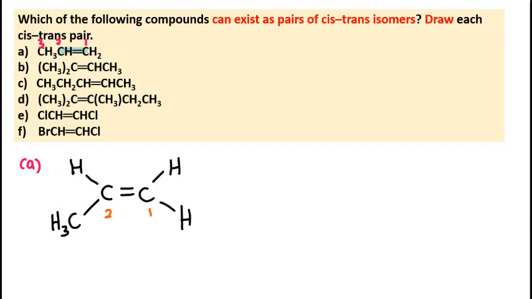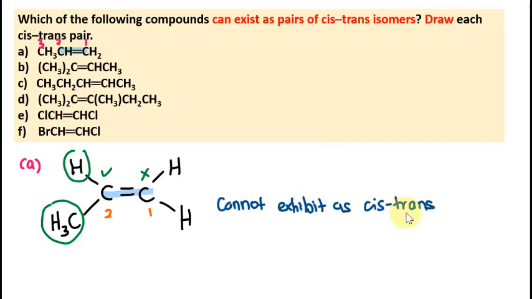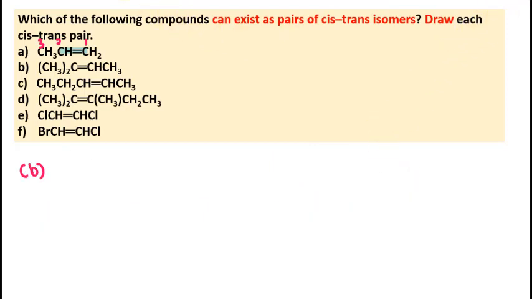So yes, it has the carbon-carbon restricted rotation, which is the carbon-carbon double bond, but only carbon number 2 is bonded to two different atoms or groups of atoms. Carbon number 1 has the same atom bonded to it twice. So this compound cannot exhibit cis-trans isomerism.